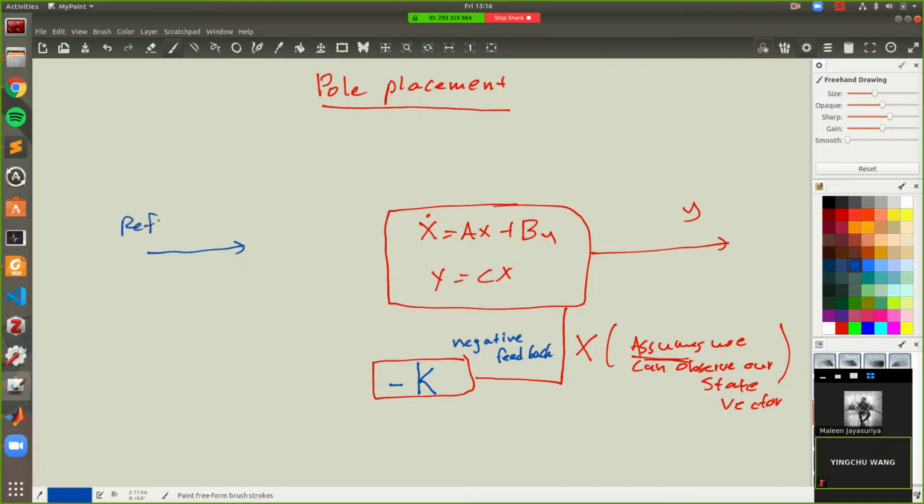So this is the signal that you want the output to follow. So you say, I want the output to be your reference, actually in this case, think of this as the input. So we have the input coming in here. And what we do is we take this minus kx and we feed it as the input.